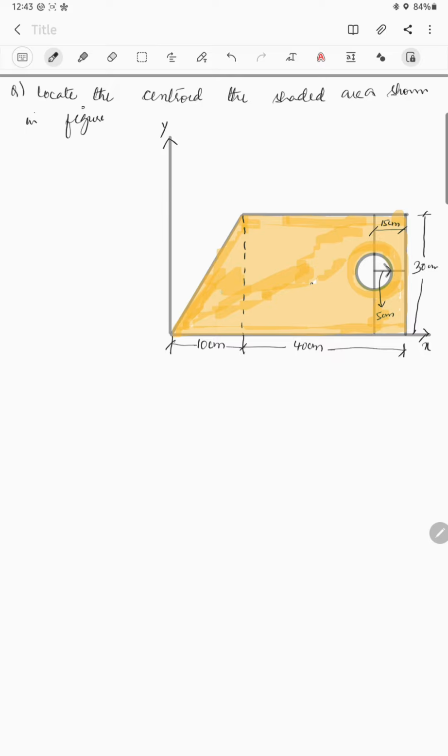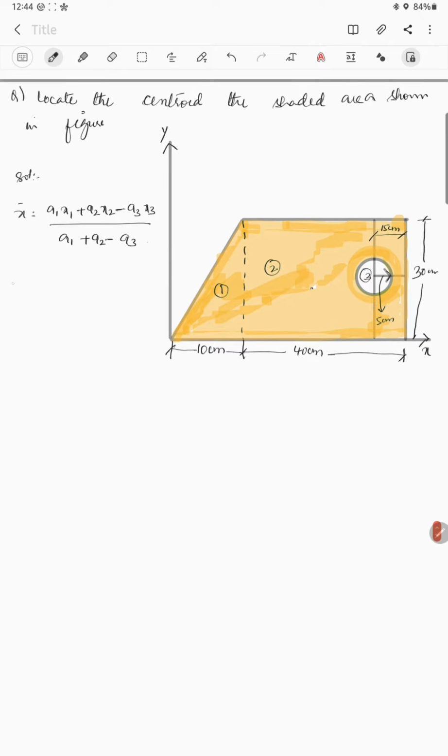So what we do here is, we divide this entire composite figure into 3 parts: 1, 2, and this circle as 3. So our figure has been divided into 3 parts, and our formula will be x bar is equal to (a1 x1 plus a2 x2 minus a3 x3) whole divided by (a1 plus a2 minus a3). This is the formula for the centroid x bar.